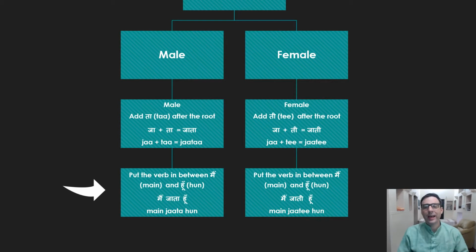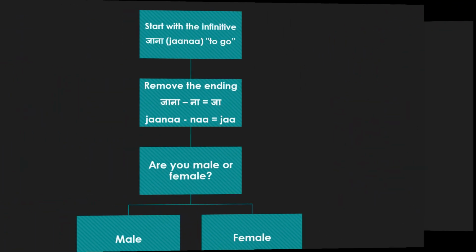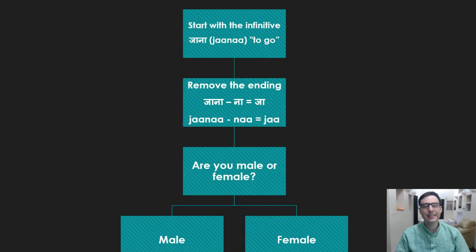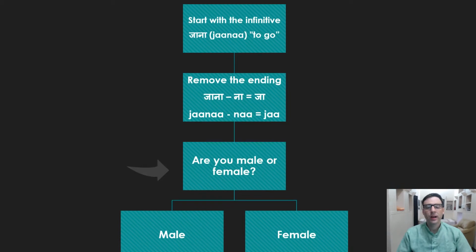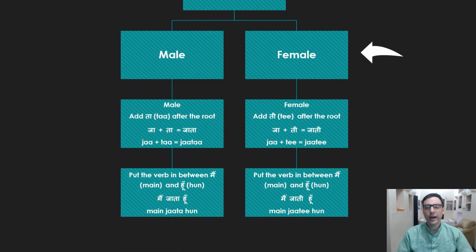Now let's look at how we would do this as a female. The process is the same here. We start with the infinitive, which is jana, to go. We remove the ending. Jana minus na gives us ja. Then we ask the question, are we male or female? For the sake of argument, let's just say I am female. So we're going to go on the female track.